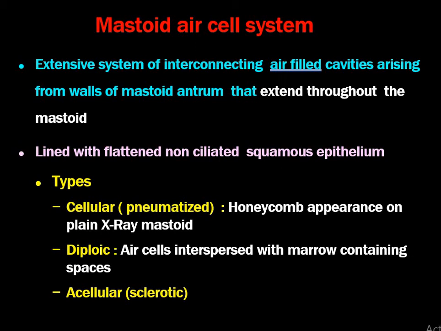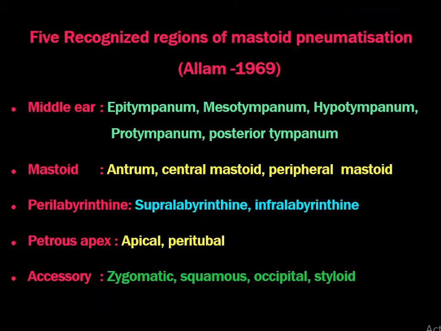And acellular, without air cell systems. This is the plain X-ray of mastoid that shows the external canal, labyrinthine bone, and this is the mastoid system here, which is honeycomb-like, seen as honeycomb-like appearance. So this is probably the dural plate, and this is the sinus plate. Okay, sinus plate and dural plate. So these are the air cell systems here.